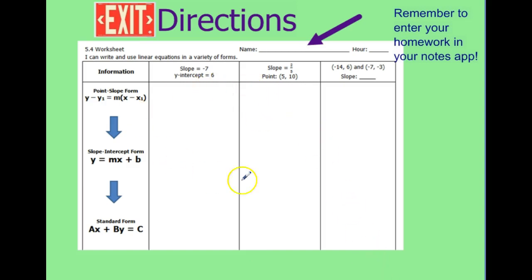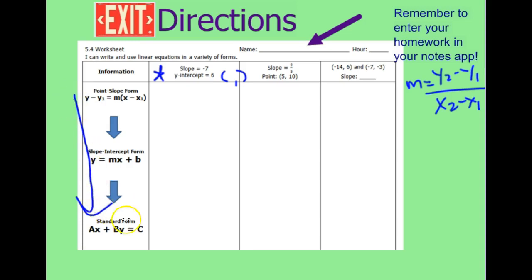Otherwise, here is your homework. They're giving you the information up here. If you don't have a point, find a point or use your y-intercept to find a point. If you don't have a slope, use your slope formula, which is on the wall as well, to find your slope, and then work your way down through the forms to get to standard form.